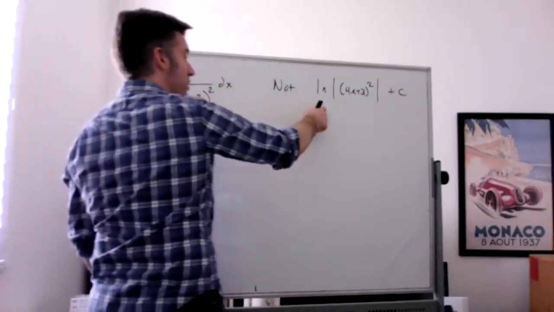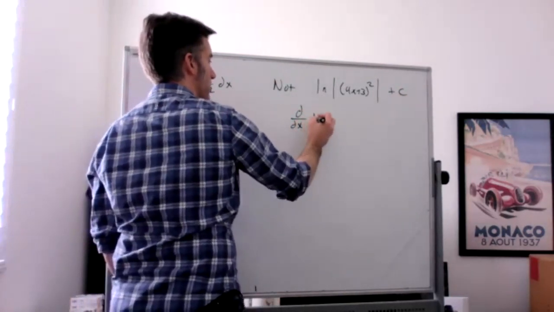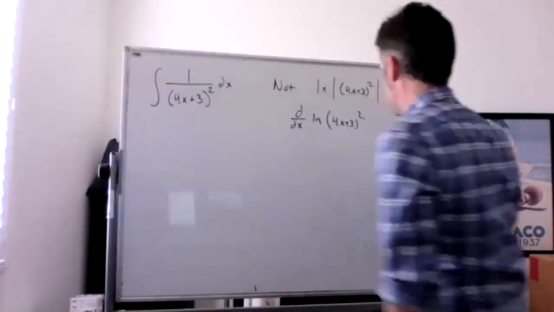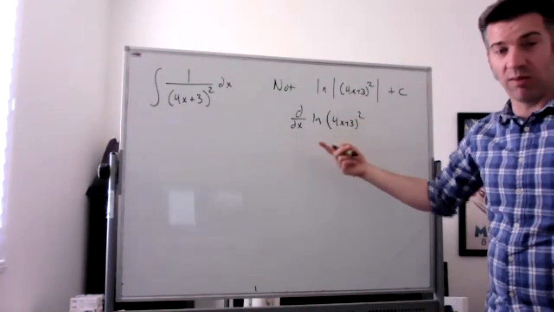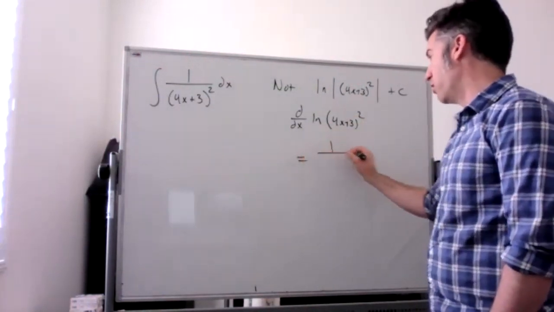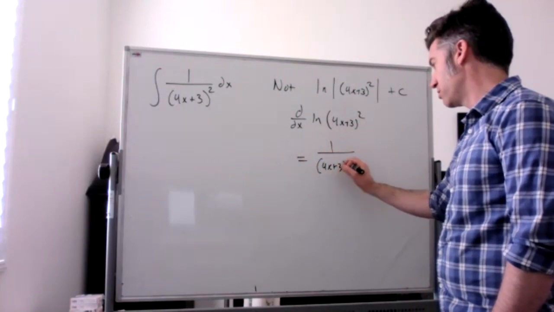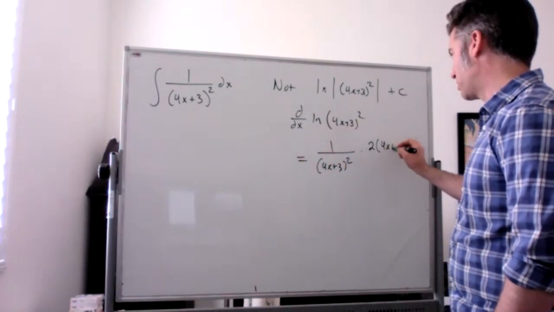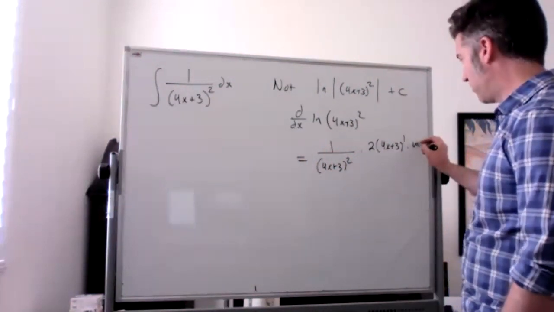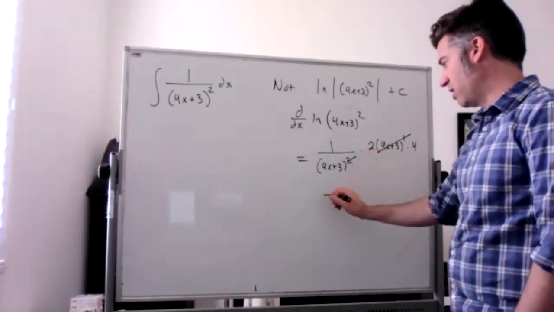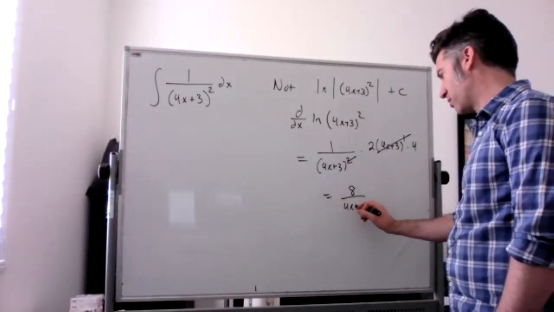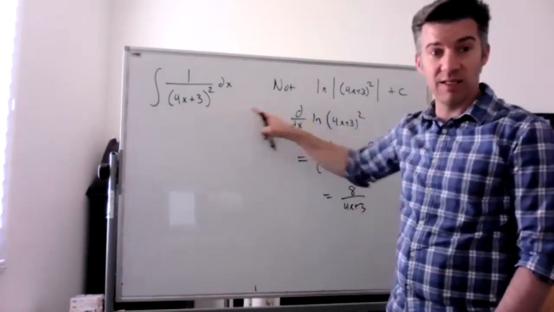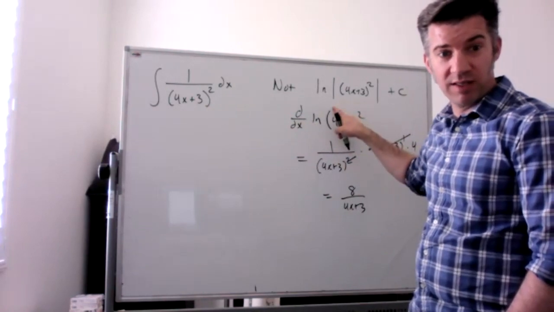Because the derivative of this is just going to be, well, in fact, you could bring down the 2 if you wanted to, but let's not. It would be 1 over (4x plus 3) squared times the derivative of (4x plus 3) squared, which is 2 times (4x plus 3) to the first times 4. And this cancels with that, and you get 8 over 4x plus 3, which is definitely not equal to that. So the antiderivative of this is not this, because the derivative of this is not that.